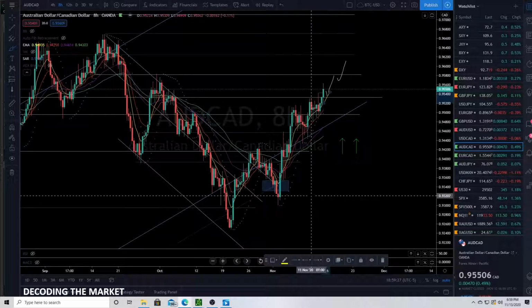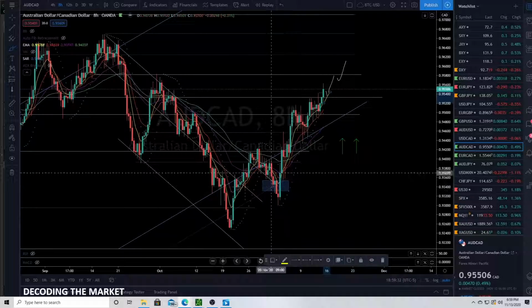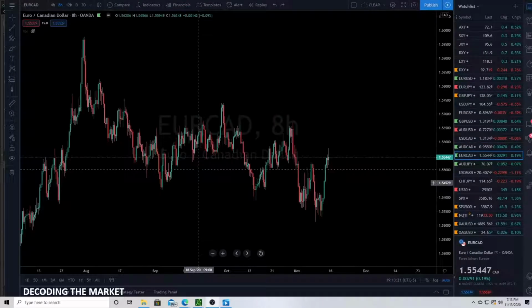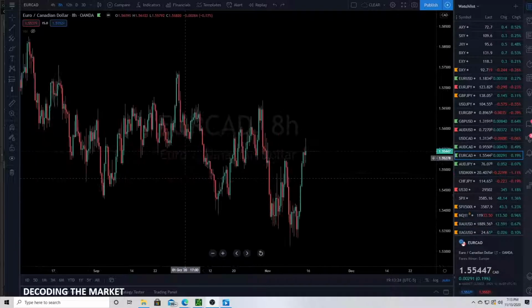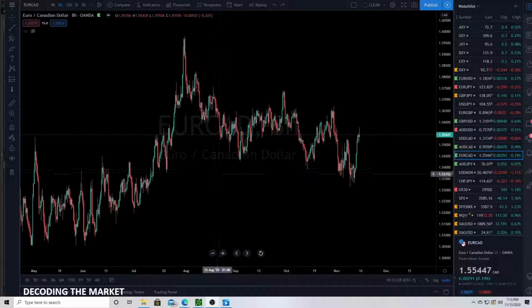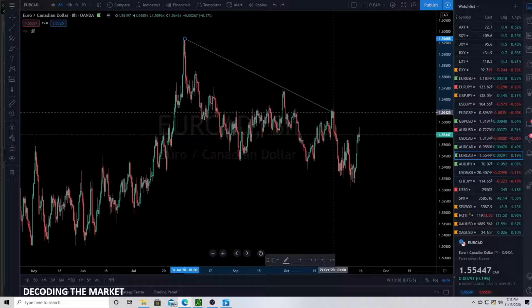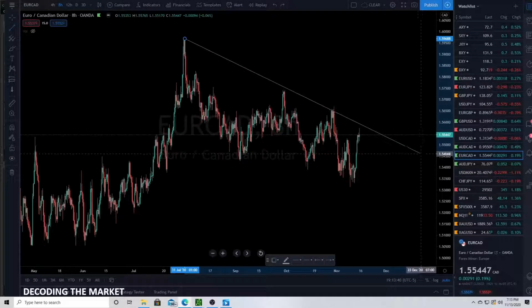Now let's take a look at another pair. Okay, amigos, let's take a look at euro Canadian dollar. For me, the most appealing moment to get into the euro Canadian dollar, if you notice, let's take a look right here. Let's do this right now. This is what I'm noticing in this moment.